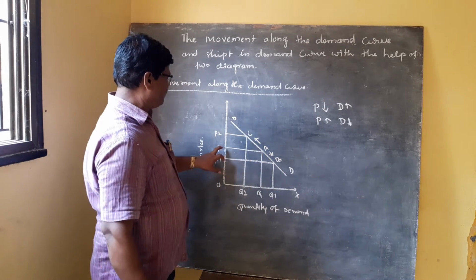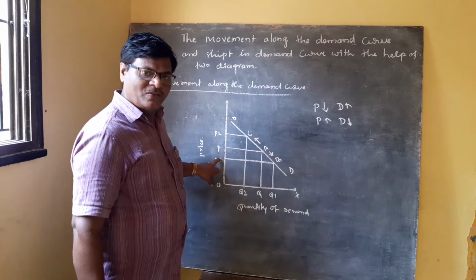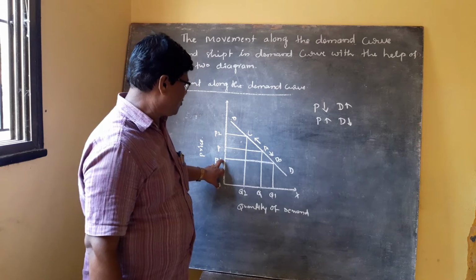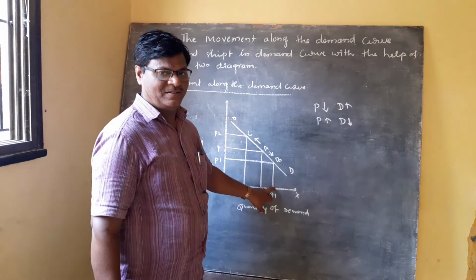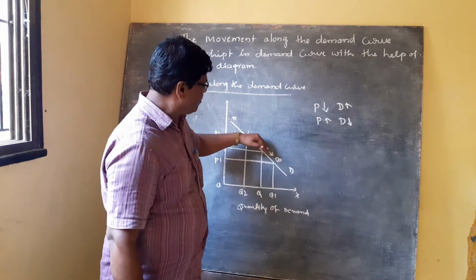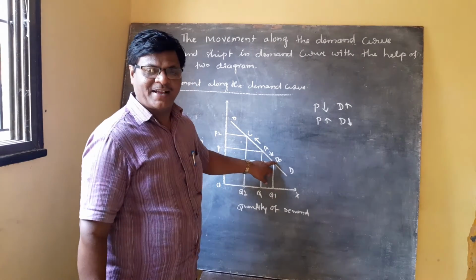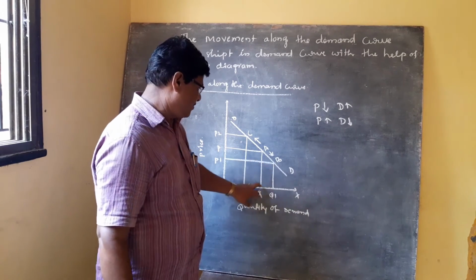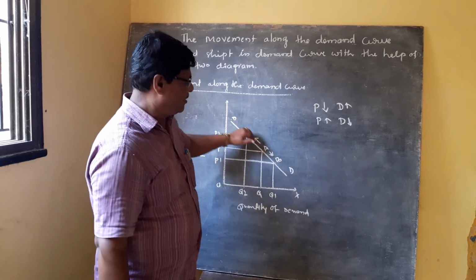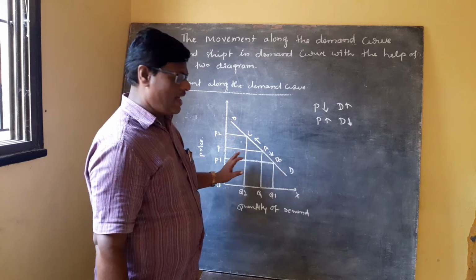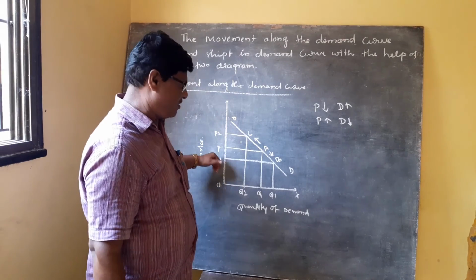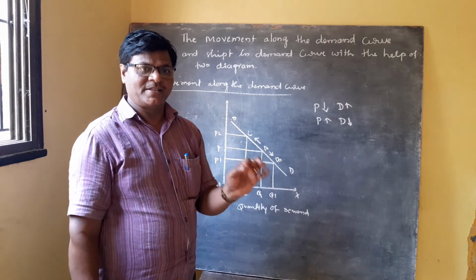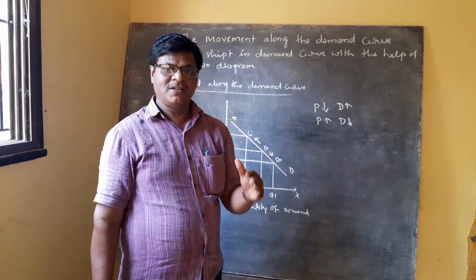When the price falls from OP to OP1, demand increases from OQ to OQ1, and we move downward along the demand curve from A to B. When price falls, demand increases. This is A to B on the same demand curve. As price rises and as price falls, we move upward and downward along the same demand curve. The change in price leads to a change in demand.